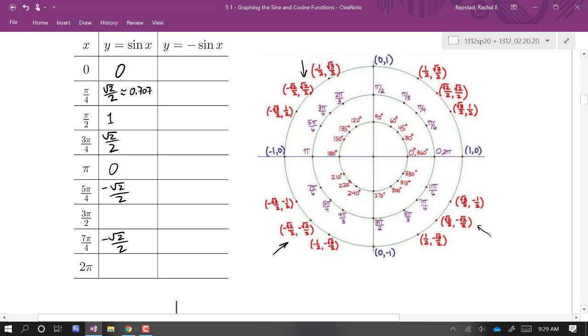Somehow I just skipped over 3 pi over 2, but that's negative 1. That's the bottom of the circle. And at 2 pi, we're back at 0. That's back where we started.